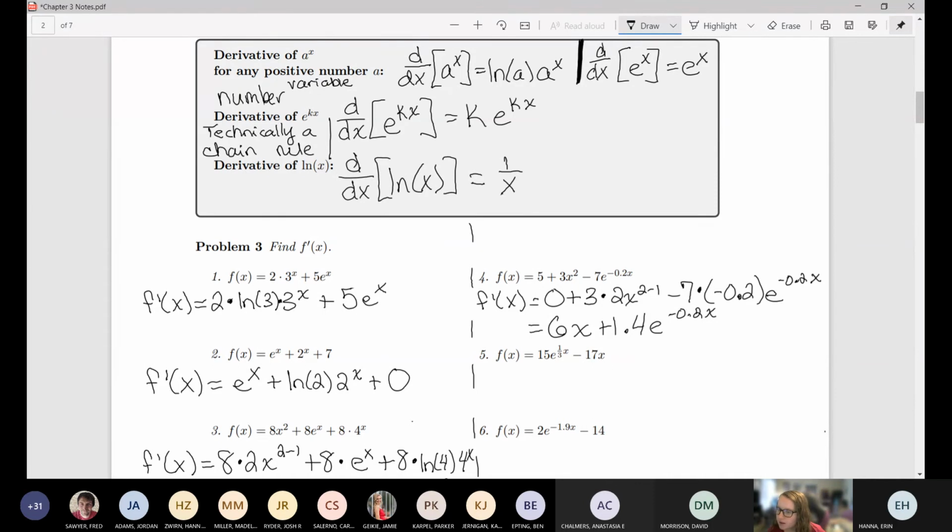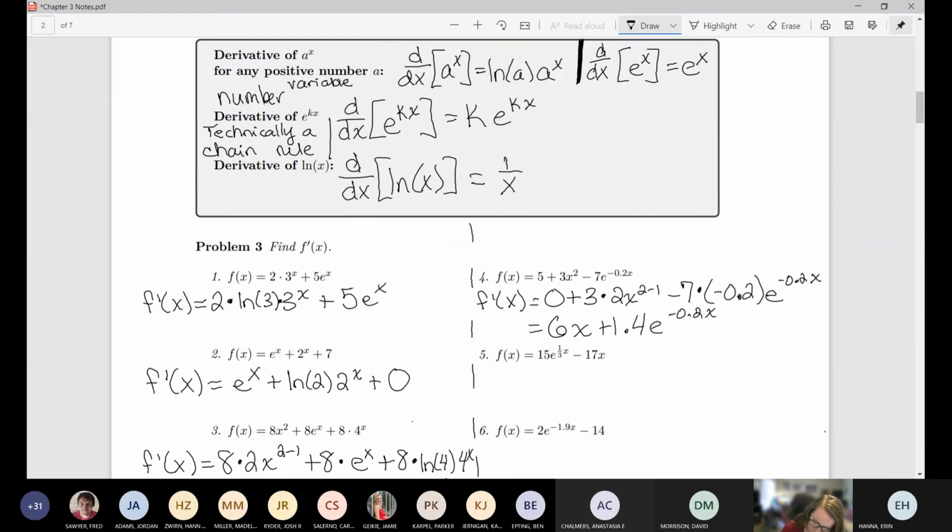Wait, what about the negative 7? I'm confused about where you're talking about it. So at first we have to keep it along for the ride because of the negatives. You got it? So I multiplied the negative 7 and the negative 0.2 to get 1.4. Okay.